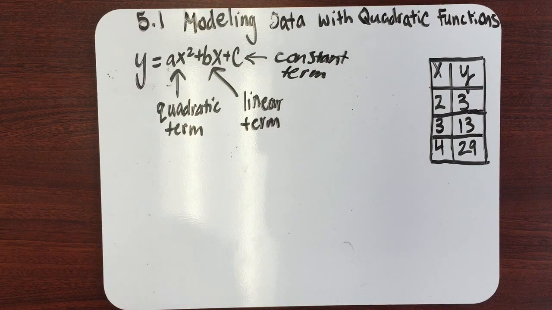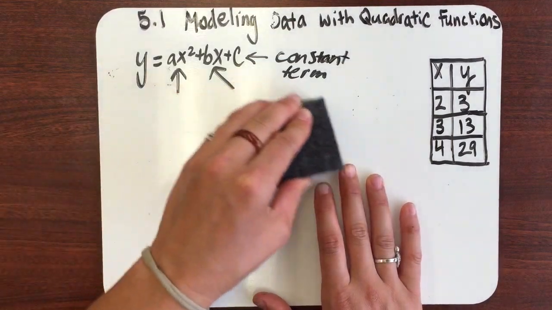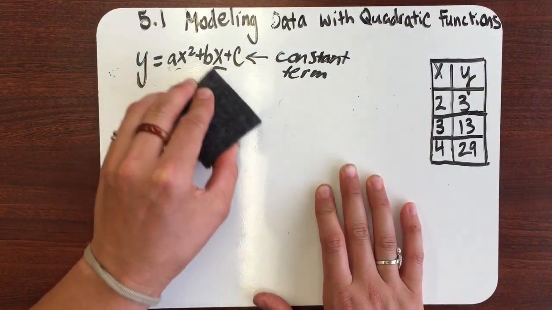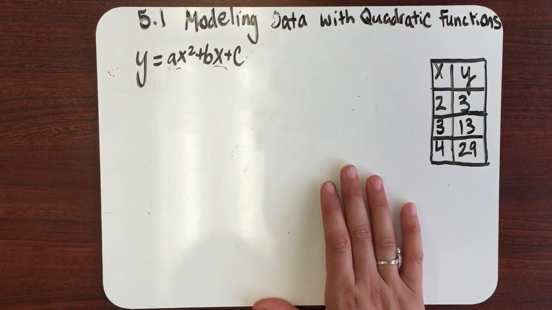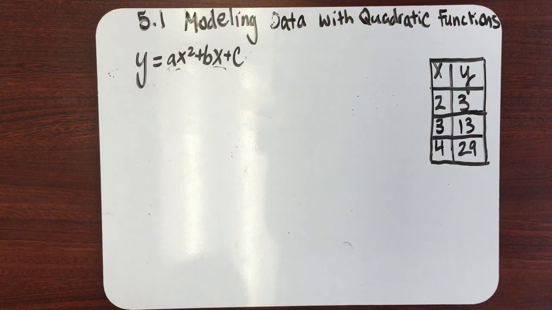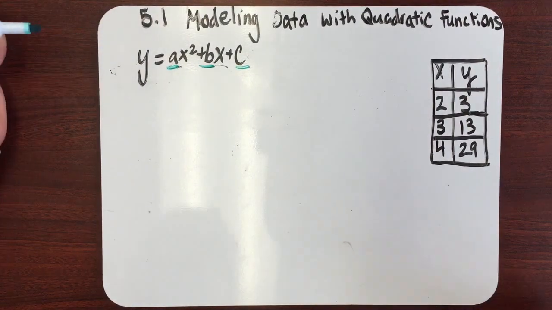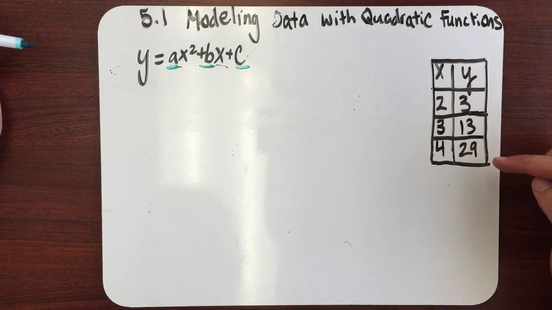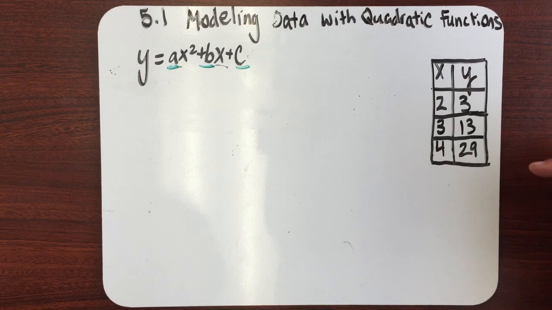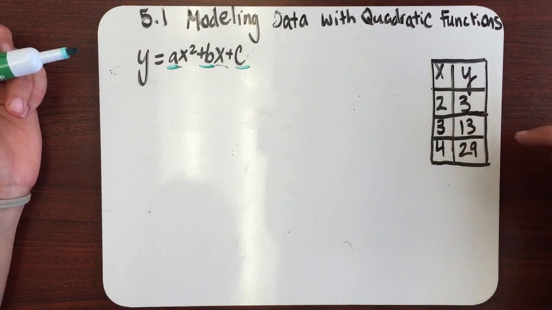So let's do a problem where we have to find what the quadratic equation would be when they're giving us 3 different points. So the reason why we need 3 different points is because there are 3 unknowns. A, B, and C are our 3 unknowns. So let's take this chart right here and we're going to find the quadratic function using these 3 points. So we have the points (2, 3), (3, 13), and (4, 29).